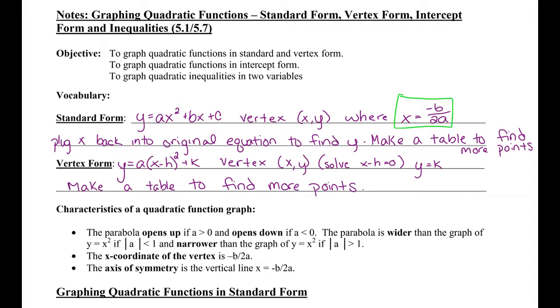As you saw in the definition for standard form, the x-coordinate for the vertex is negative b over 2a, and the axis of symmetry is the vertical line x equals negative b over 2a. Let's scroll down and look at the first example.